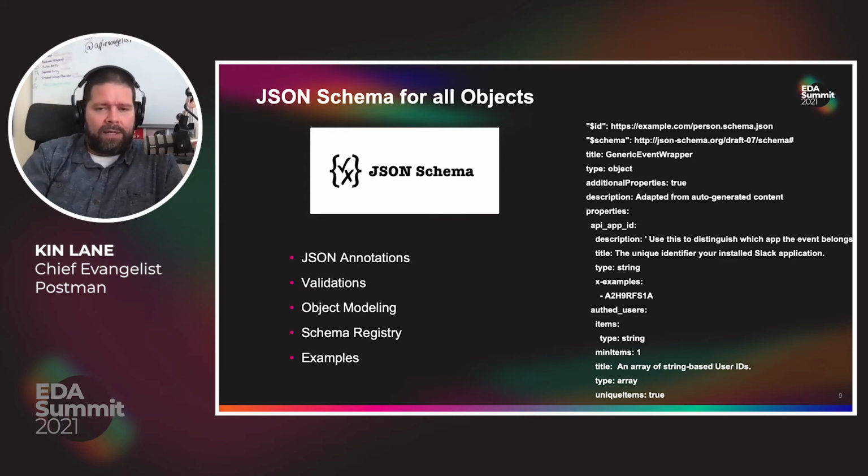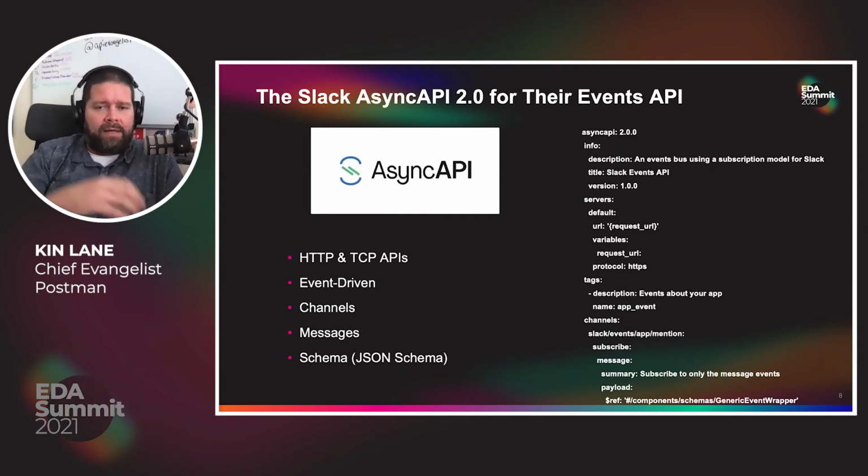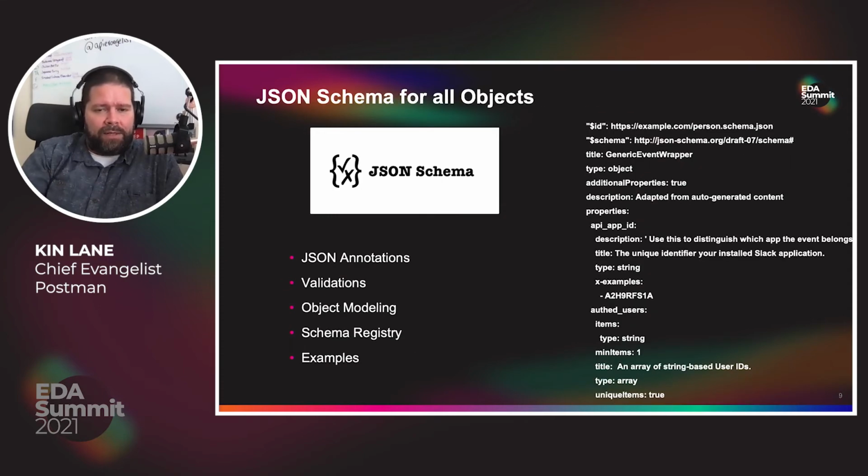Now, one thing I wanted to note, which I didn't mention on the async slide, is that this is the Slack events API. This is not the web API. So it's very different, being used for different purposes. But it's using the same JSON schema objects to get the job done.